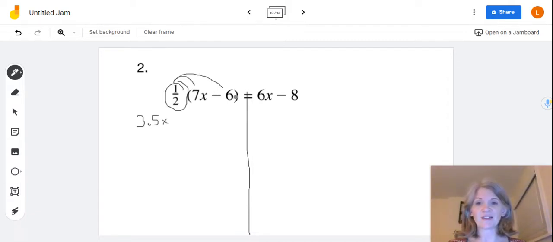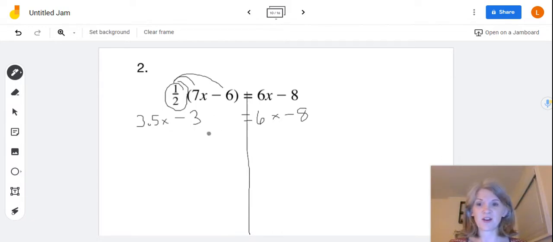All right, 1/2 times 6 gives me 3, and I need to keep this minus in between the two. The other side just stays as it is, 6x minus 8. All right, maybe that's enough to get you going and you could pause here and try the rest on your own. If not, our next step is to get all the x's onto one side and all the numbers onto the other.